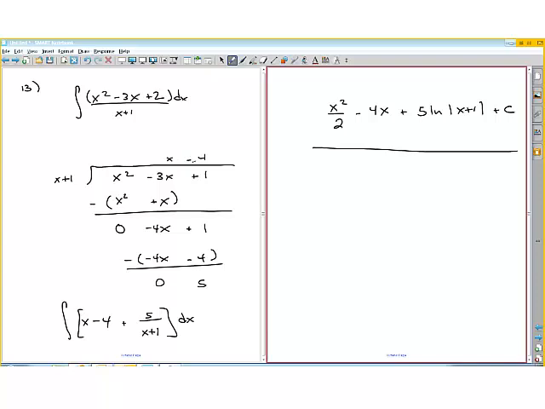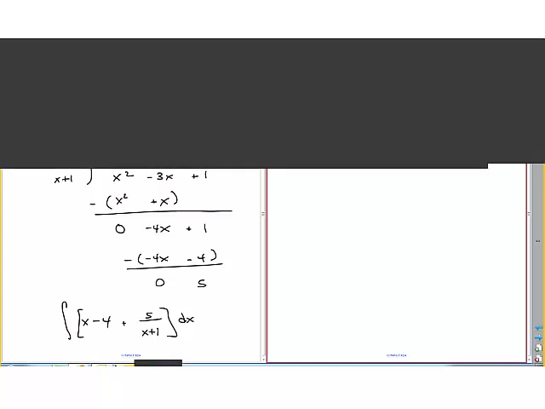That's the integral. So again, we do the long division, find these two numbers, and then we take the remainder, divide by the original denominator. We end up with this expression, and we integrate each term separately. The first two are just polynomials. The last one involves the natural log.